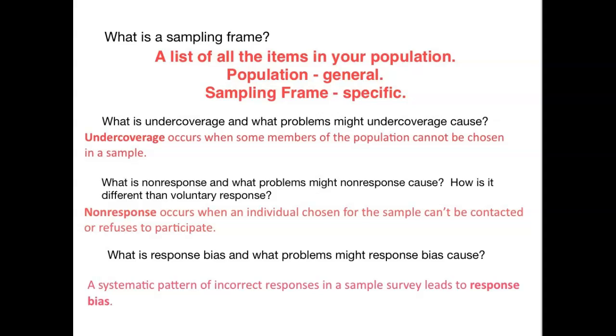All right, now we're going to talk about forms of bad sample, or not necessarily bad, just things that are introduced that can cause bias in a sample, and often do. So undercoverage is when some members of the population can't be chosen in a sample.